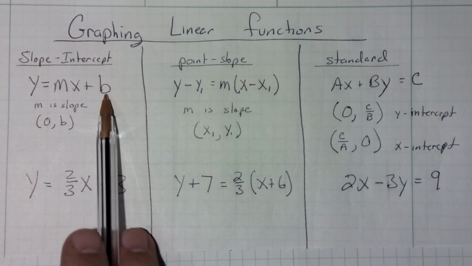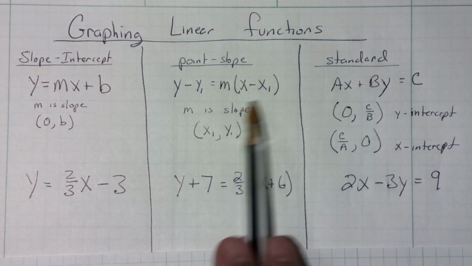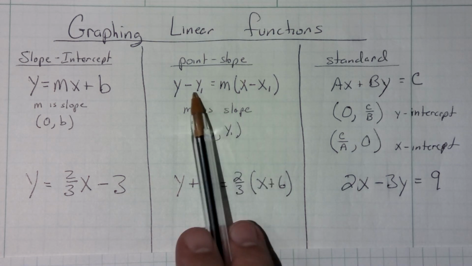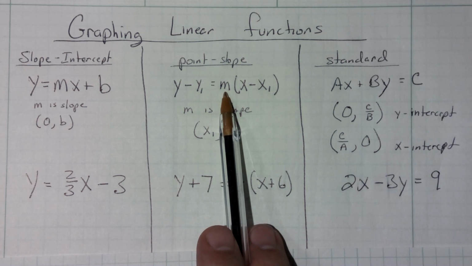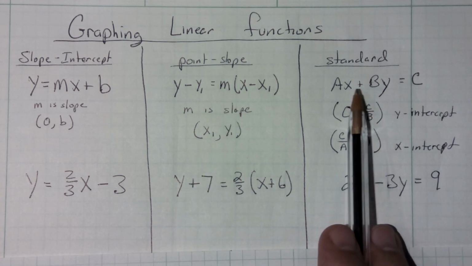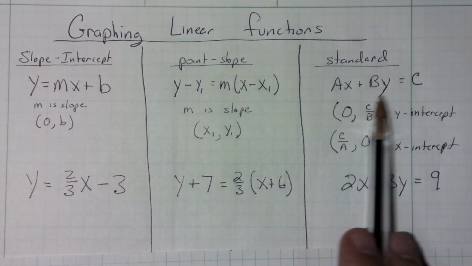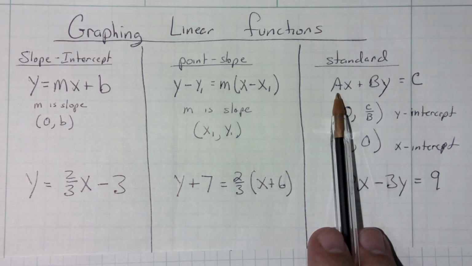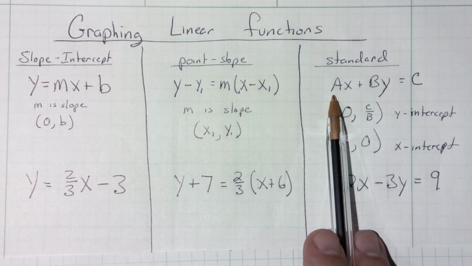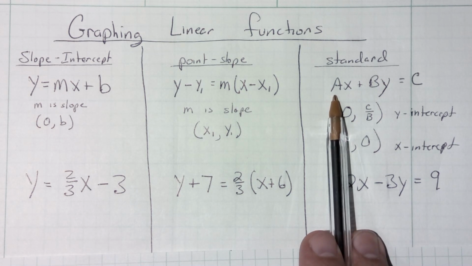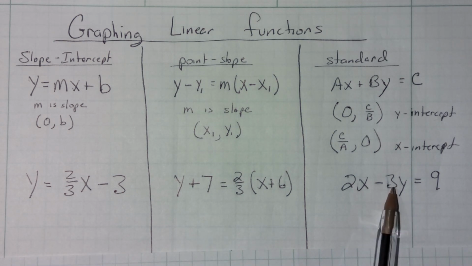You might see it in point-slope form, which is a point on the line that's not necessarily the y-intercept and the slope m. Or you might see it in standard form, which will be in the form of ax plus by equals c, where a, b, and c are all integers, and a will be positive. So the way we get information out of this, I have the same equation written in all three forms here.